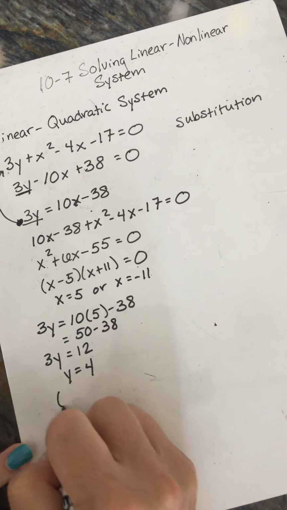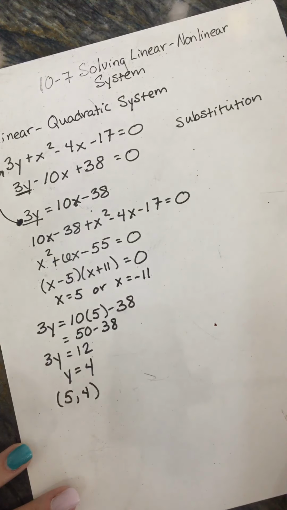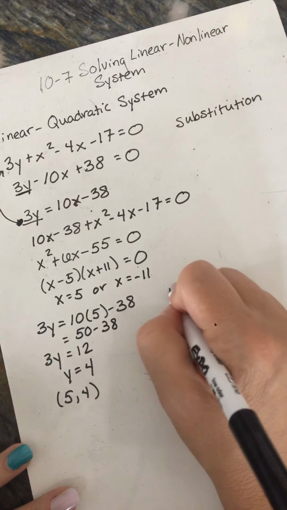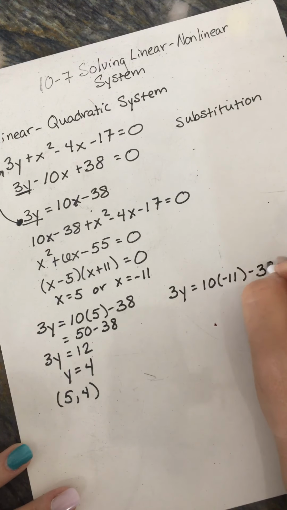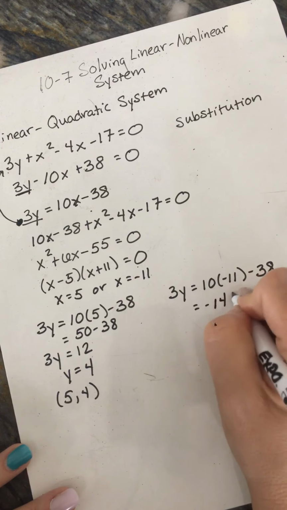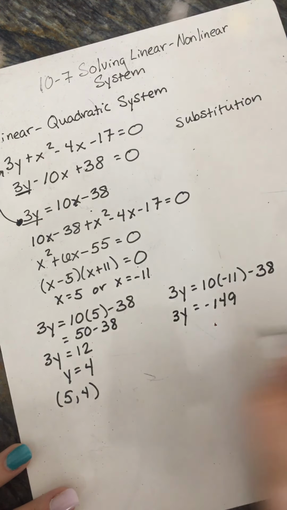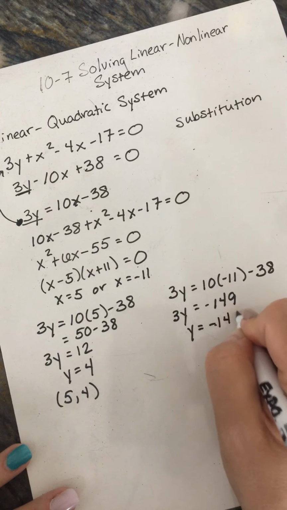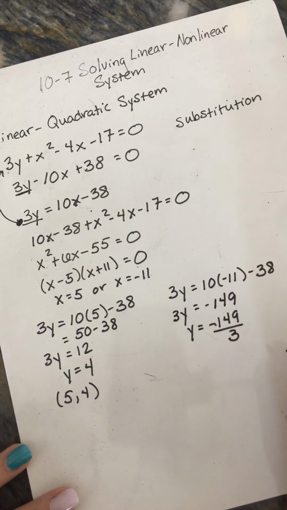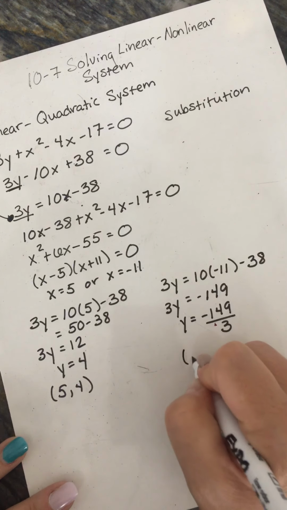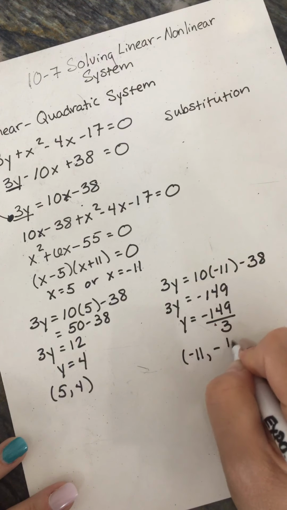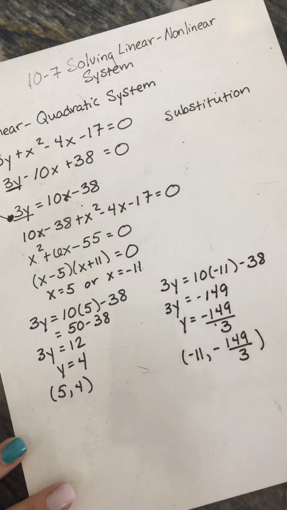So in this case, when x is 5, y is 4. And then over here, let's do the same thing, but we're going to use negative 11. So 10 times negative 11 minus 38 equals, this is going to be a big number. I think it's 149, and I only know that because I just did this problem a little bit earlier. So y equals negative 149 divided by 3, which 3 does not go in evenly, so I'm just going to leave it. Or you can turn it into a mixed number, that's fine. But when x is negative 11, y is negative 149 over 3. So that is a linear quadratic system.